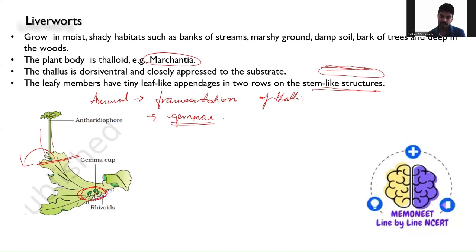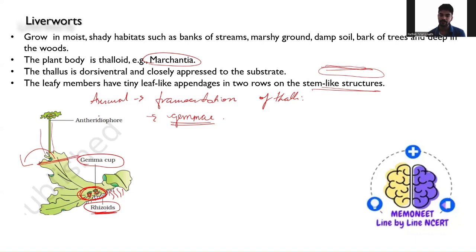These specialized structures grow, and there are rhizoids, somewhat root-like structures. On the surface, a specialized structure called gemma will grow, and individually it is a cup-like structure, so they are called gemma cups. If it is single, we call it a gemma; if there are many, we call them gemmae. Is this clear to you?